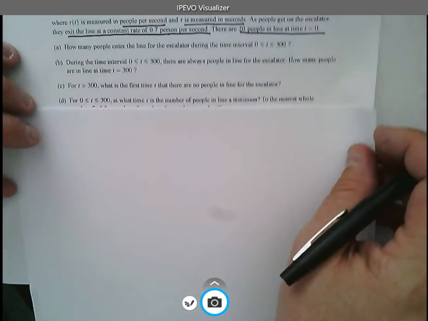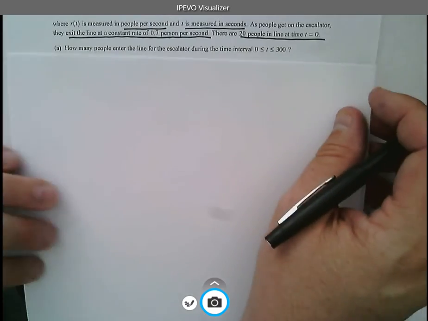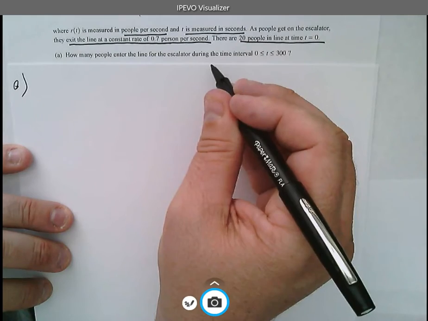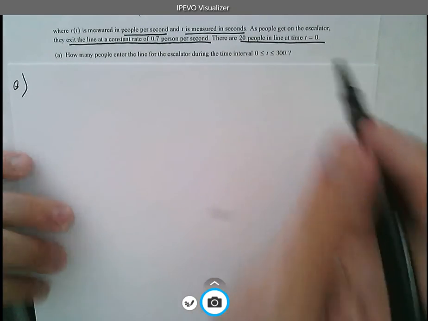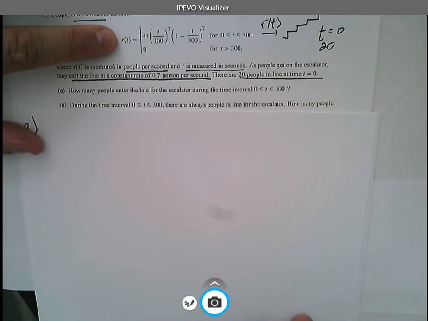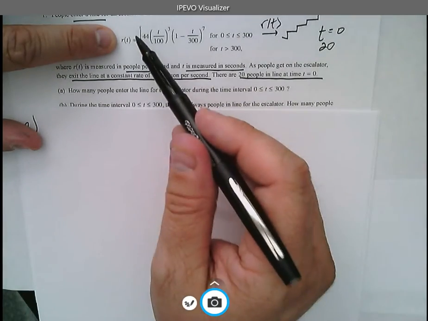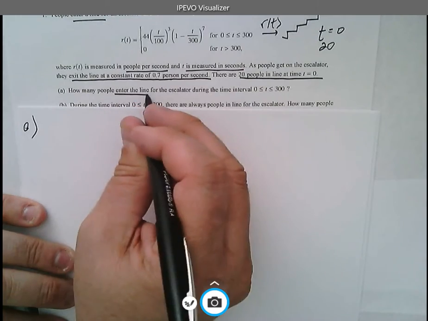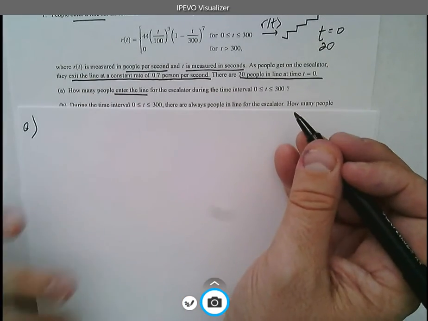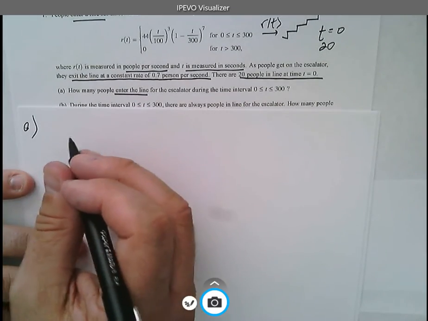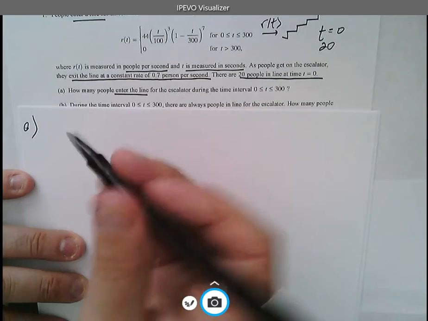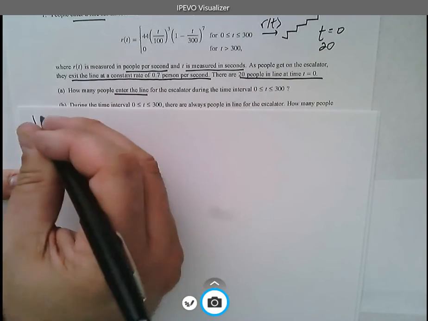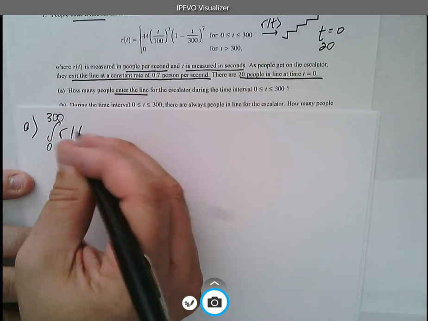What kinds of stuff are they asking? In part A, how many people enter the line for the escalator during the time interval 0 to 300? Our function r of t is the rate of how quickly they get onto the line, and so they want to know how many people enter the line on the time interval 0 to 300. So r of t is a rate. You want to know how fast something's happening. You want to know how many people actually get onto the line.